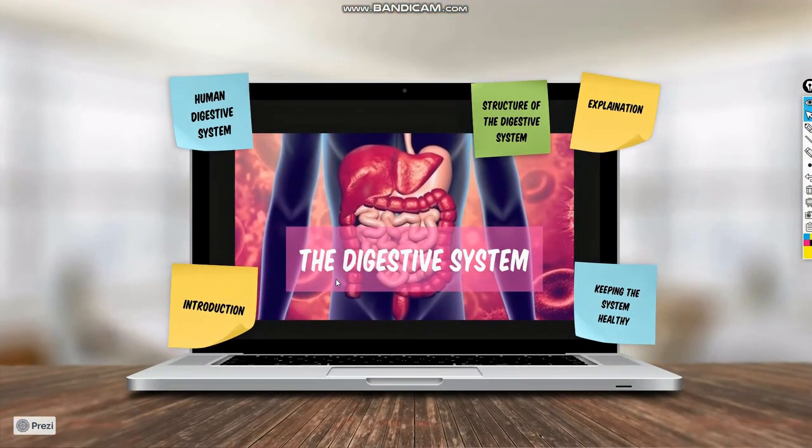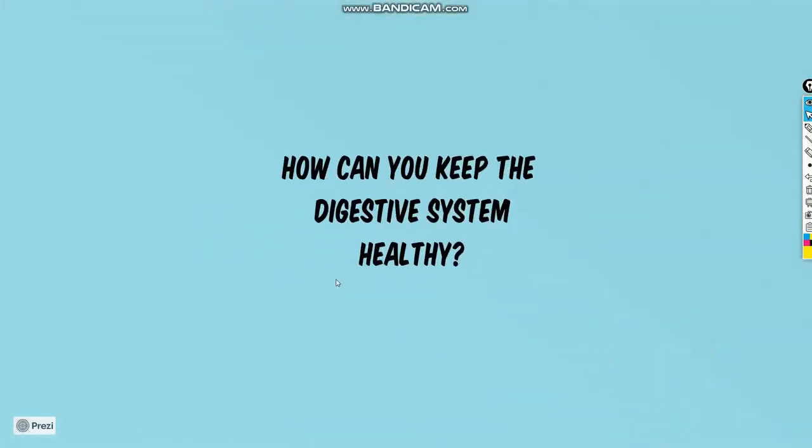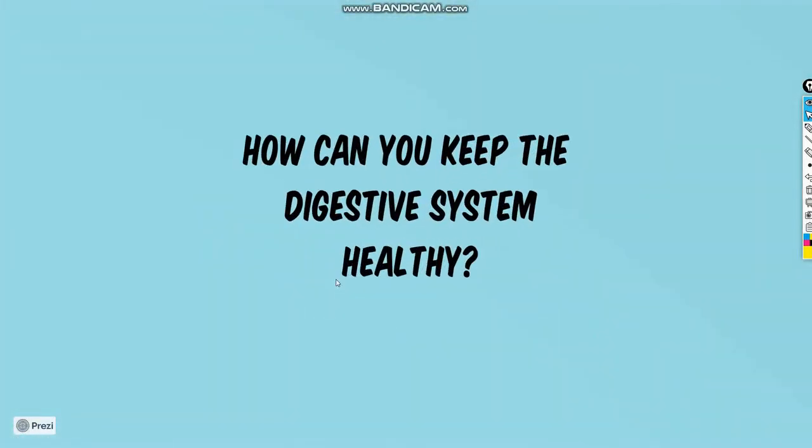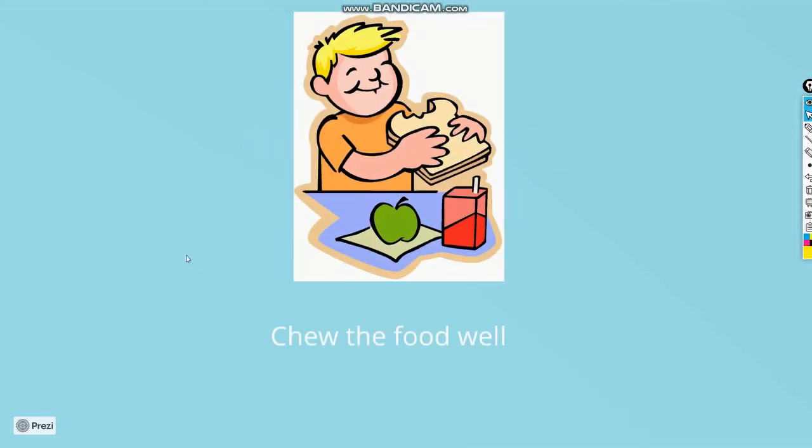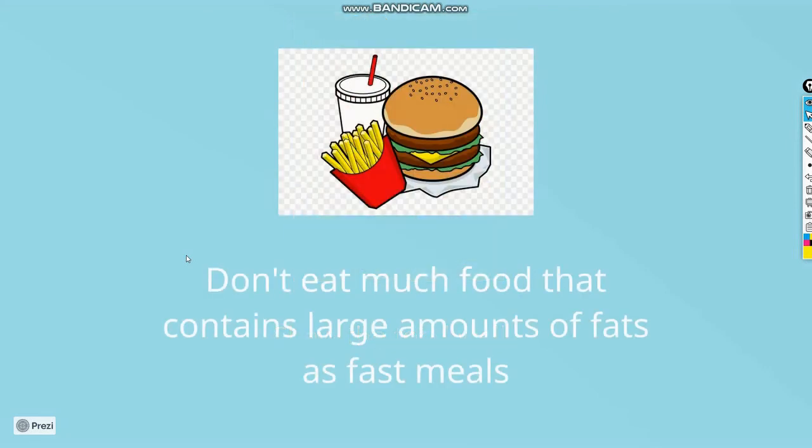Now that you have learned about the digestive system and understood everything that goes in it and goes out of it, let's learn about how to keep the digestive system healthy. So how can you keep the digestive system healthy? First thing, chew the food well. Don't chew the food and talk. You have to chew the food well.